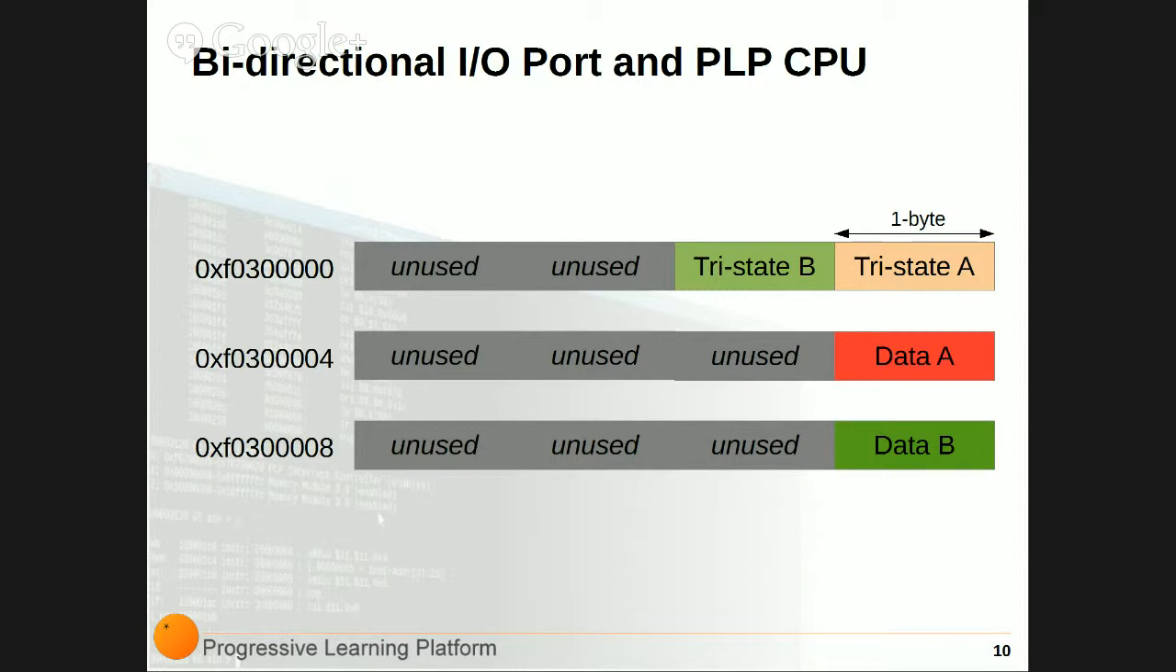All right. So these are the registers that you use for the GPIO, the bidirectional I/O, whatever you call it. There are endless debates on what to call it. Eight bits, five pins. On the first one, the tri-state, the first byte, the least significant byte here, controls the direction of port A. The second byte here controls the direction of port B.